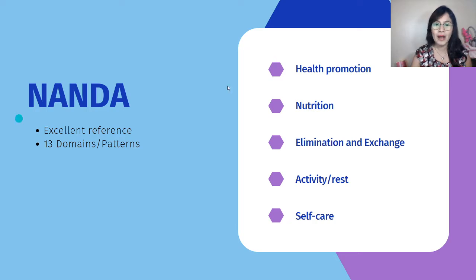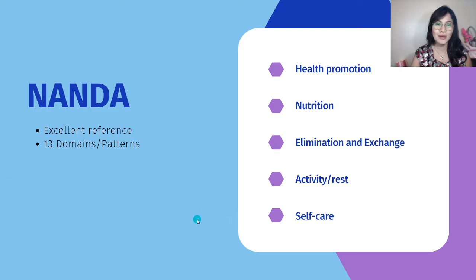And then next you have nutrition. Nutrition is the activities of taking in, assimilating, and using nutrients for the purpose of tissue maintenance, repair, and production of energy. Third is elimination and exchange. It involves secretion and excretion of waste products from the body.